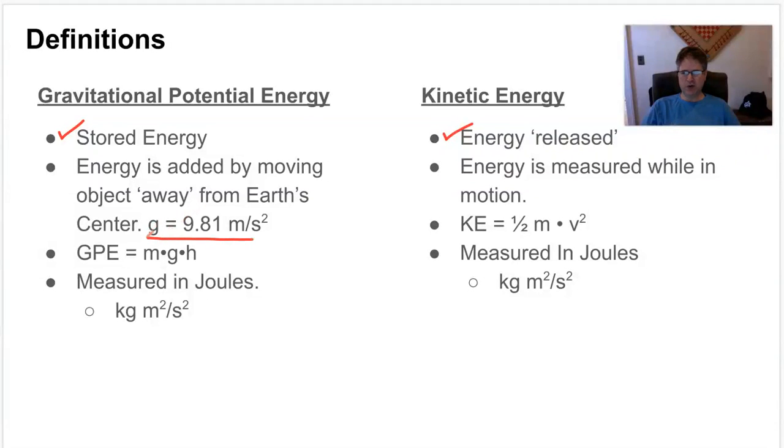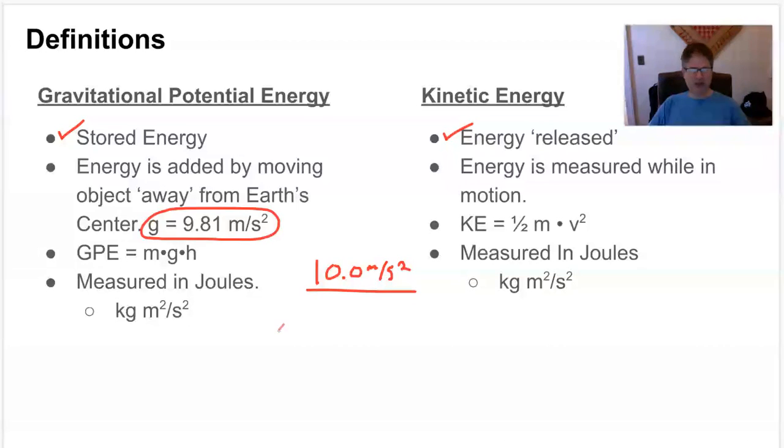It is important to say that, unless you're told otherwise, which you will be told otherwise in a few minutes when we're working in the lab, we will want to use 9.81 meters per second squared. For today's activity, I want you to round that off to 10.0 meters per second squared, just for today. We don't need a bunch of decimals today, so I want to make it a little easier. Once we're working in the lab, then we'll use 9.81 because we can measure things a little more precisely.